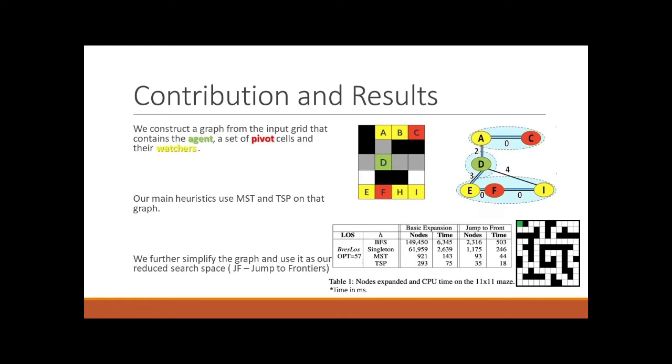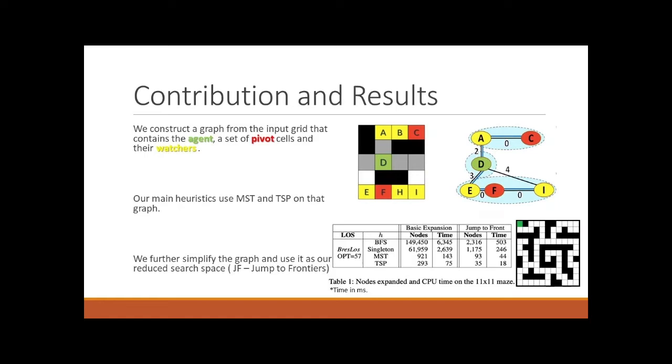The bottom picture and the table next to it show our experiments on a grid map with a size of 11 on 11. For this experiment, we used four algorithms. The first is BFS, a blind search, and the others are based on A*. Singleton is a basic heuristic that we used, and the two graph heuristics mentioned before. The left column shows the basic expansion, and the right one shows the jump to frontiers.